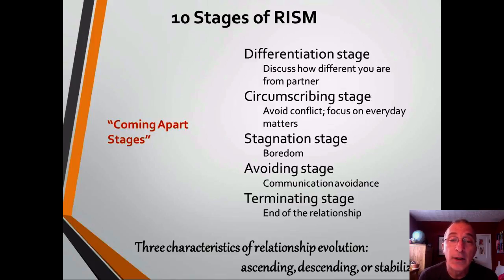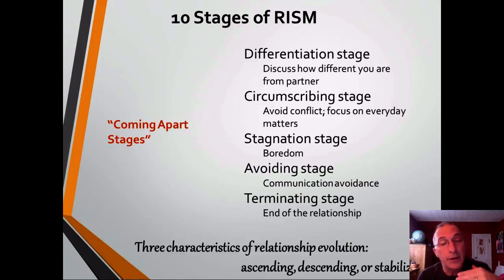Stagnation stage, you're just getting bored with the relationship. Since you're not coming together, you're not seeing more integration, you're not seeing more similar values, and you've avoided the things that you disagree with, it just gets boring. Stagnation. Then further coming apart is avoiding. You avoid communication, you avoid them. And it's hard to have a relationship when you're not talking to each other. And then the termination stage is the end of the relationship.